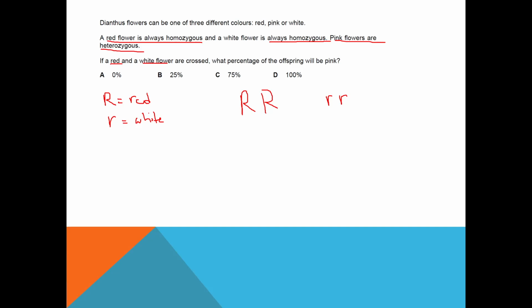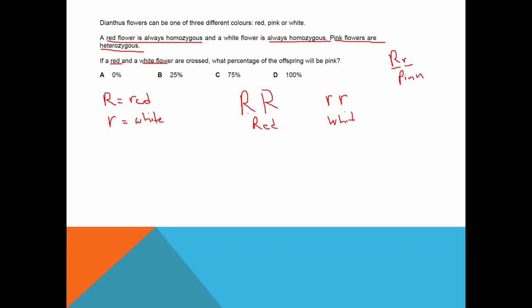All right, now let's see what will happen if we cross a red and a white flower together. Let me write the phenotype here. This is a red flower, this is a white flower. And a pink flower must look like this: one dominant allele, one recessive allele. This is what a pink flower should look like. You can use either a genetic diagram or a Punnett square. It's totally up to you. So let's just use a genetic diagram.